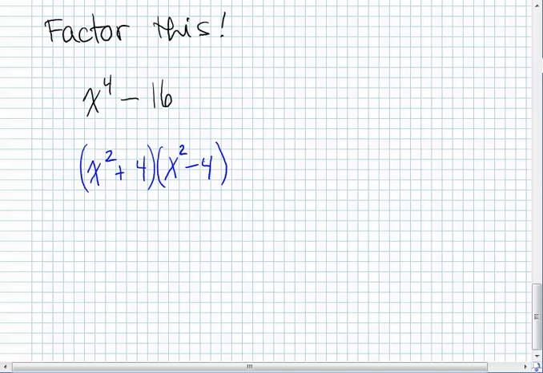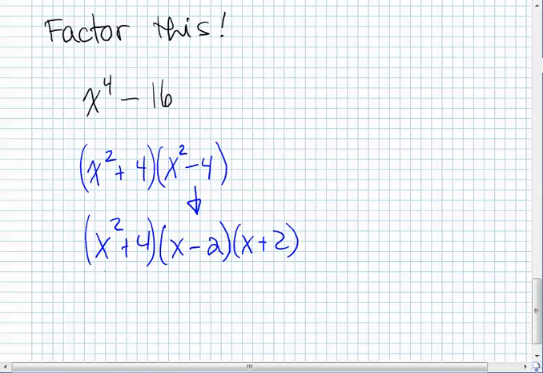And if you patted yourself on the back, stop it because you're not done yet. Guess what, people? Look closer. One of these factors is also a perfect square. This one here is also a difference of squares. I can factor that into x minus 2 times x plus 2. So if I factor this thing out completely, this is what it looks like. Isn't that fun and exciting?